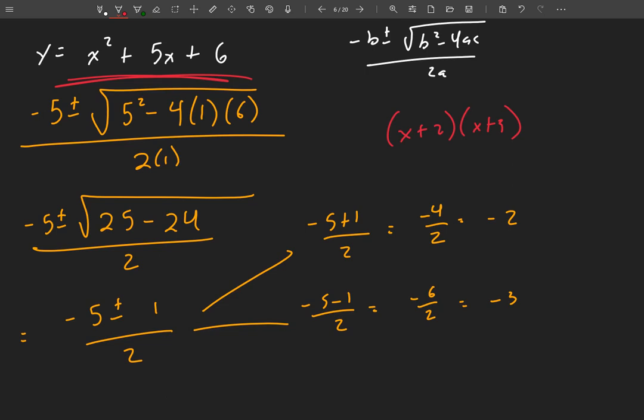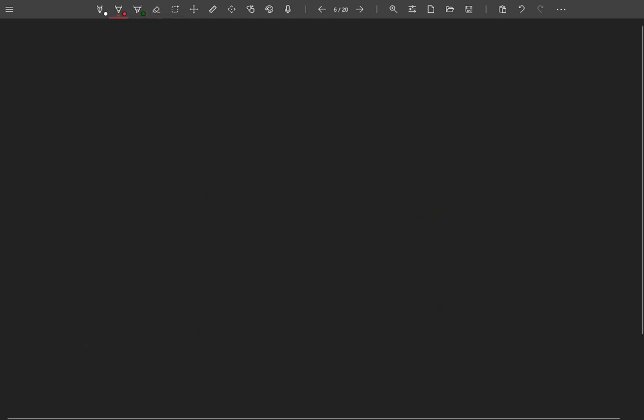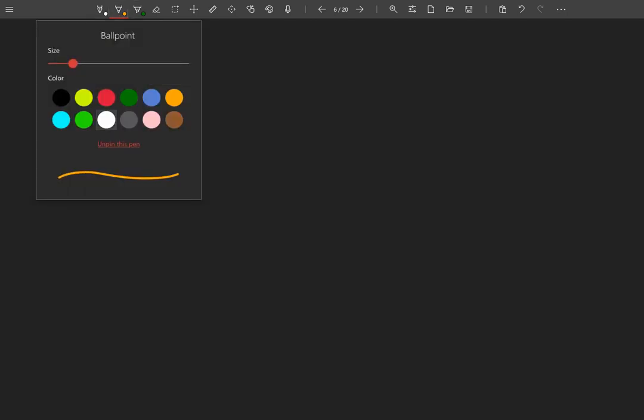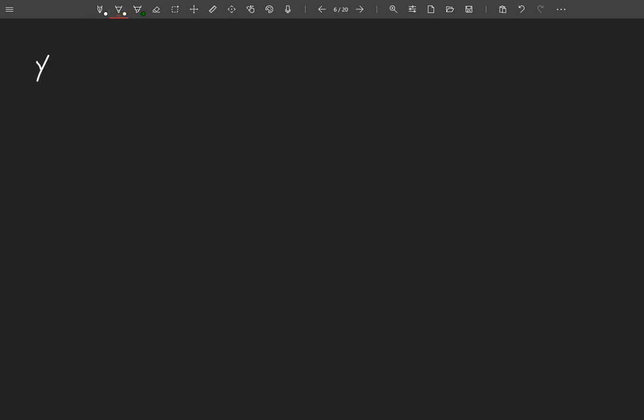Okay, let's do another one. Try this one. It's going to be similar to one we did a minute ago, but I want you to see something really interesting with this one. y equals negative x squared minus 2x plus 3. That should work. Okay, try this one on your own, and then we'll do it together.